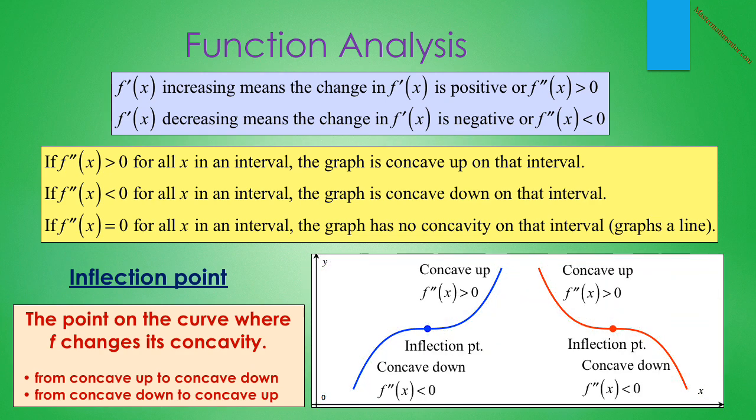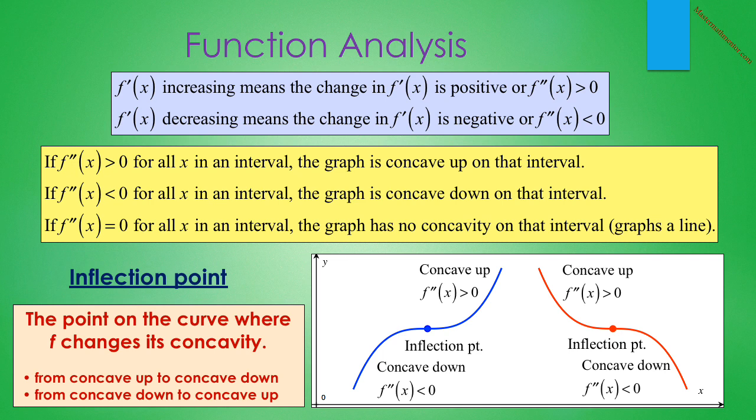So on the blue increasing curve, we see that first the graph is concave down because f double prime of x is less than 0, and it switches to concave up because f double prime of x is greater than 0. That point where it switches is the inflection point.